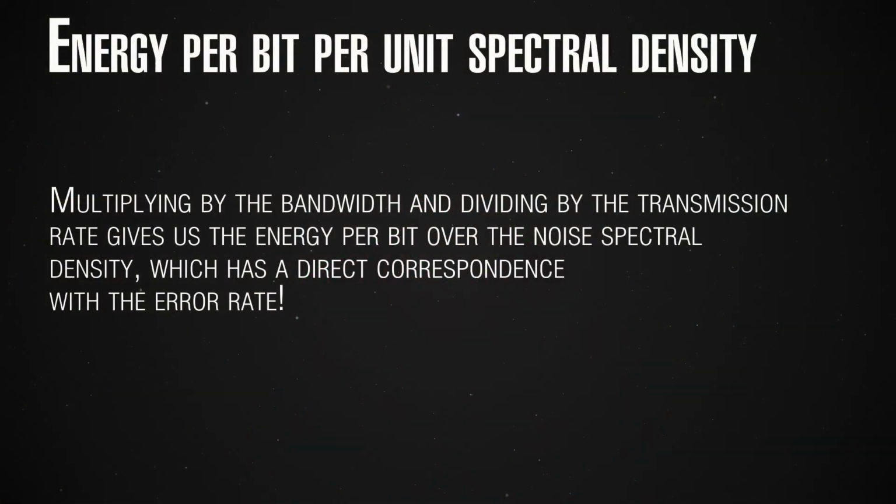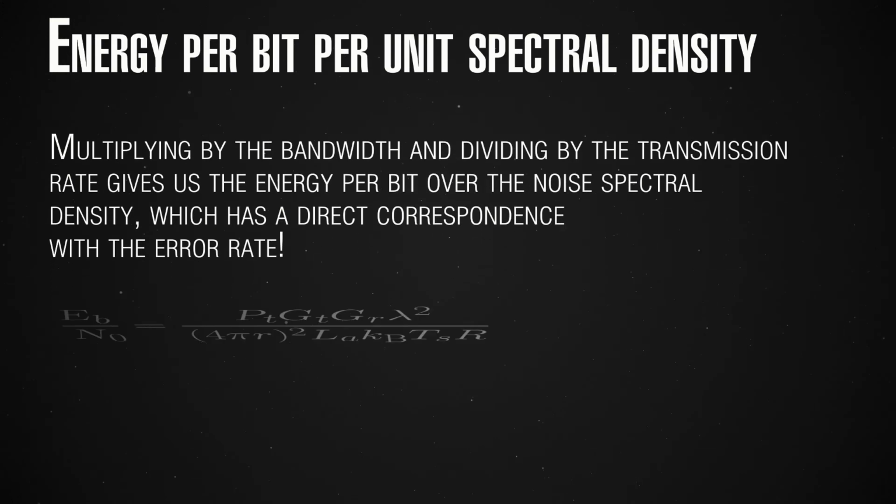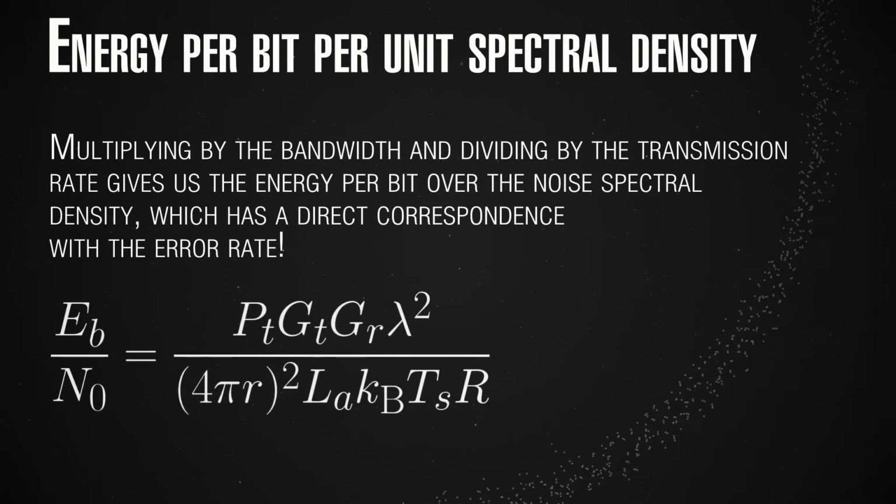But first, let's just see how to compute it in terms of regular units. So we take our previous formula, and to get Eb instead of E, we divide by the transmission rate, and to get N0 instead of N, we multiply by the bandwidth. And what we get is this. It may look like a very cluttered and ugly formula at this point.